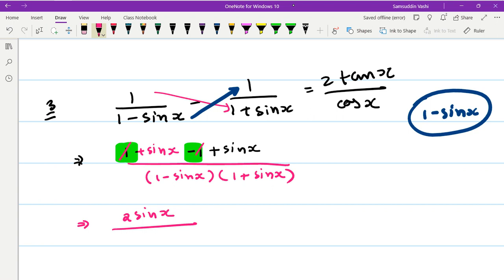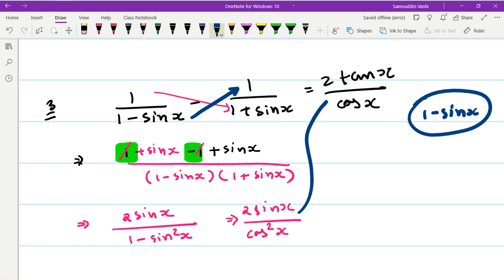Denominator? It's a difference between 2 squared now. So it is 1 minus sin squared x. Do you know 1 minus sin squared x? Something about it. What is it? Cos squared x. 1 minus sin squared x is cos squared x. So numerator is as it is, cos squared x.